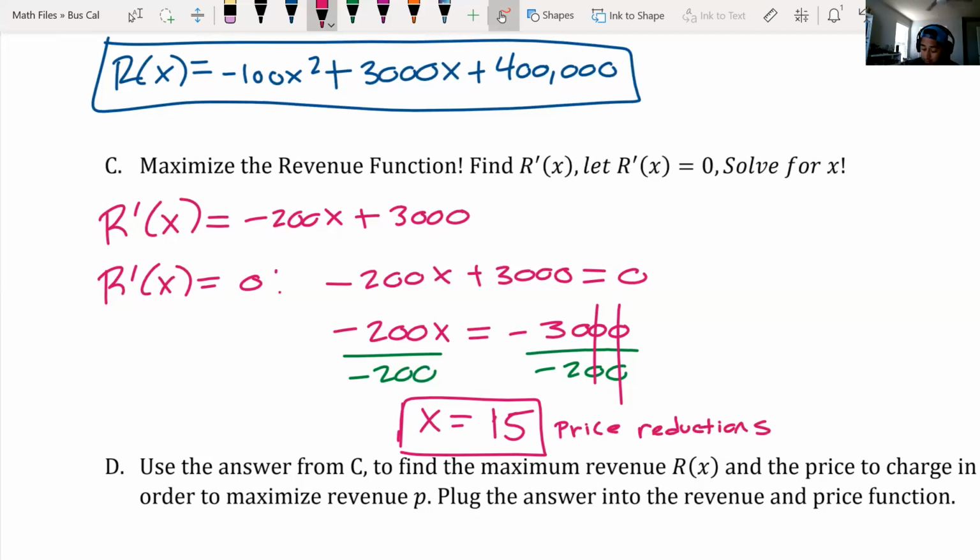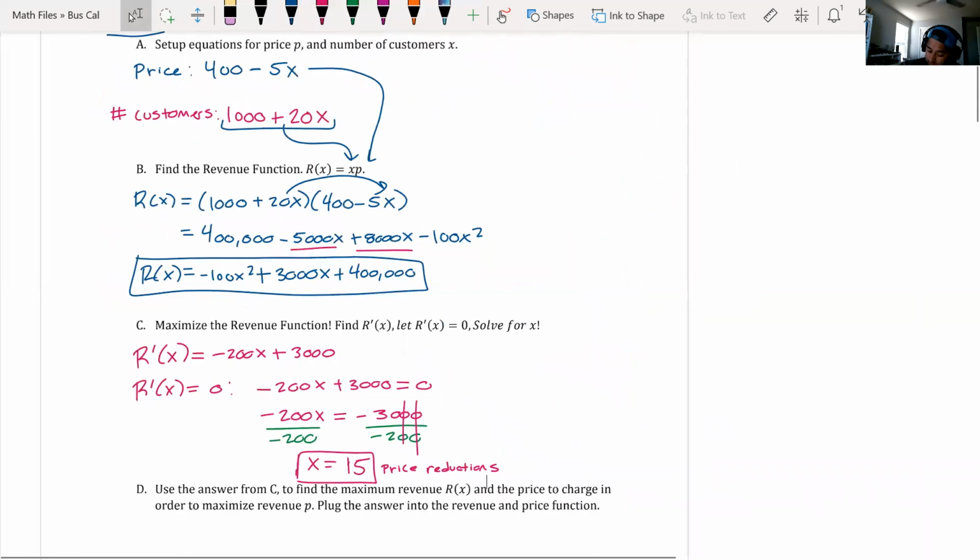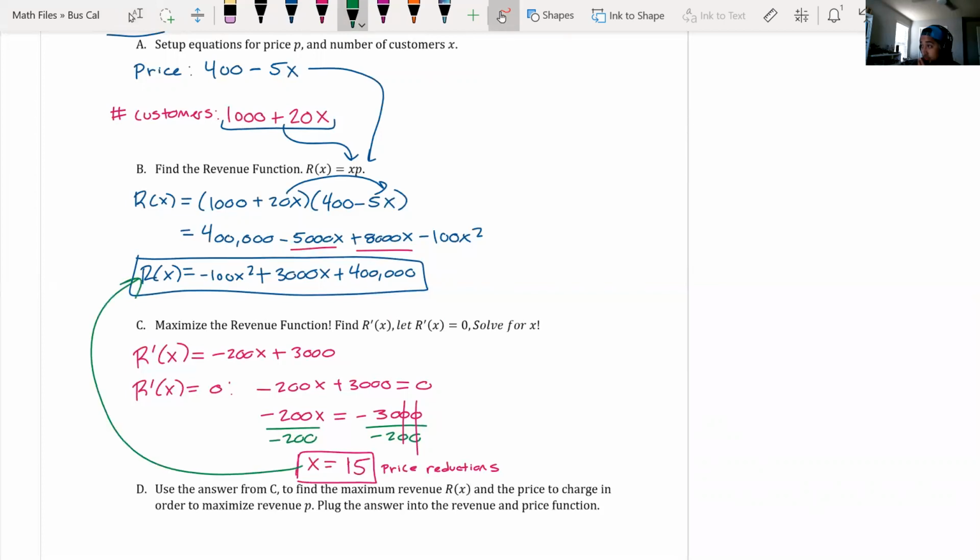Okay, and now all we're going to do is take this number 15, plug it into the revenue function, and plug it into the price and customer equation. So plugging 15 in will give us the maximum revenue. It'll give us the price we're selling the tickets at, and it'll give us the amount of customers that come in. So we're going to plug it into all three of those.